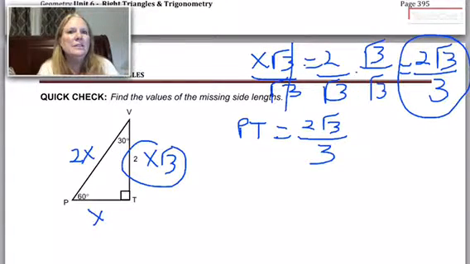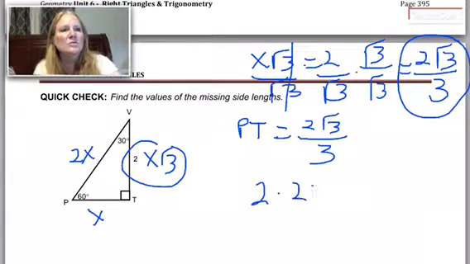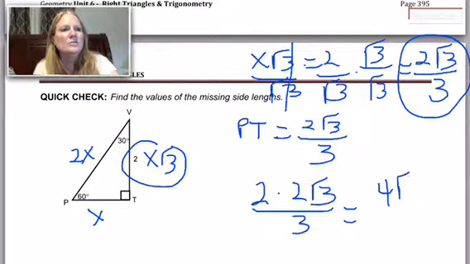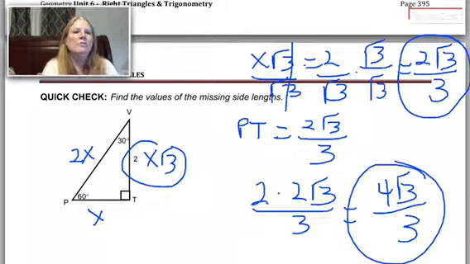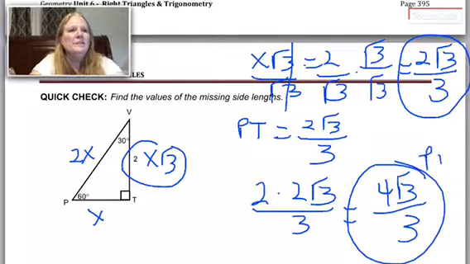And then we need PV, which is 2 times that. So 2 times 2 square root of 3 over 3 is 4 times the square root of 3 over 3. And that is your answer for PV or VP, however they ask.